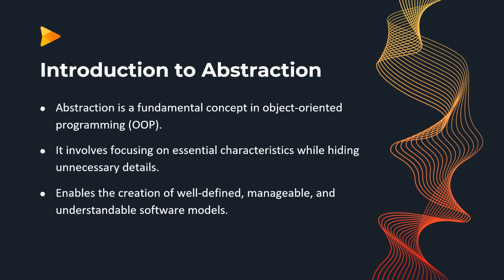So now what is abstraction? Introduction to abstraction. Abstraction is the fourth pillar of object oriented programming. It is a fundamental concept in object oriented programming. It involves focusing on essential characteristics while hiding unnecessary data.